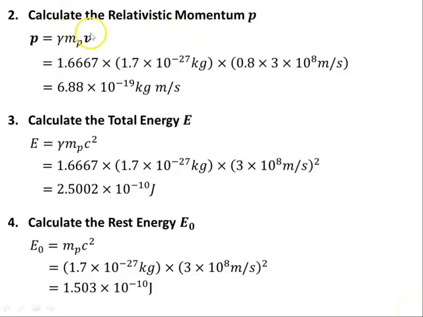All right, next one. Calculate the relativistic momentum p. p is gamma m_p, m subscript p for the proton, times v, its spatial velocity. So we get this times this, which gives us this many kilograms meters per second. We'll calculate the total energy E, gamma m_p c squared. So again, gamma is this value here to 4 decimal places, times all that, times that squared, which is this. Calculate the rest energy, which in this case I'll call E subscript 0. E subscript 0 is m_p c squared, so that times that squared gives us that value.